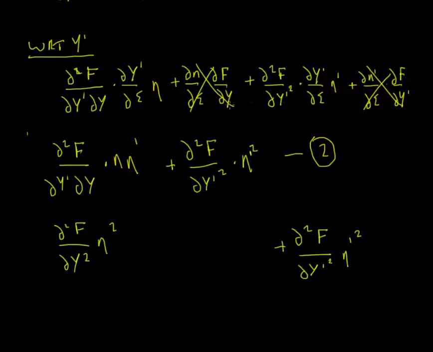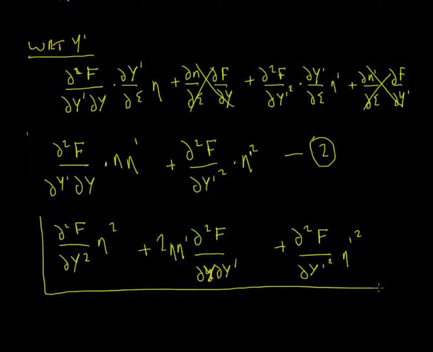Now the two terms combine, this term here and this term here, and you'll just get 2 of them. So you're going to end up with 2 eta eta derivative times partial squared f upon partial y partial y derivative. Now that's really what we've been looking for.